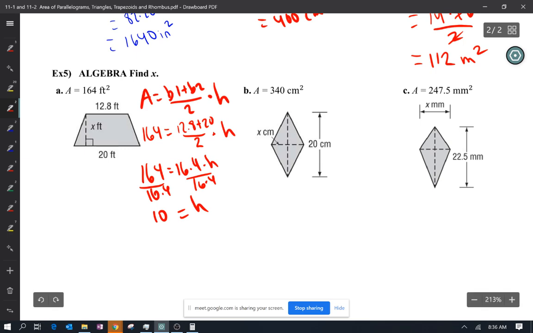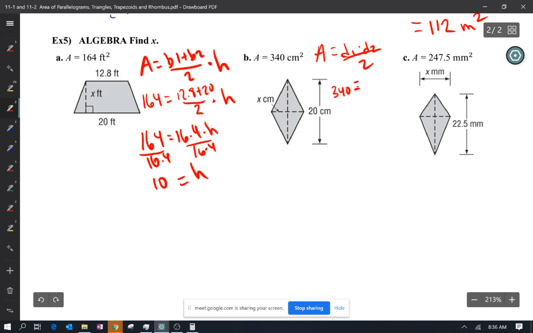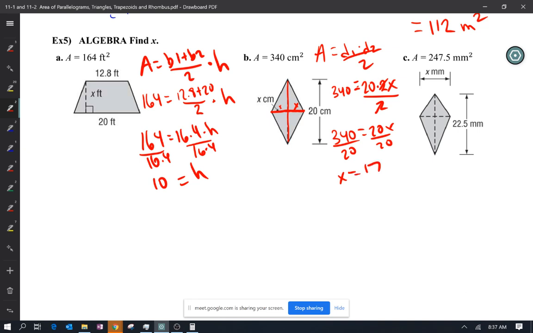All right, second one. Well, this is a rhombus, so diagonal 1 times diagonal 2 divided by 2. I know the area, so 340 equals diagonal 1, this distance, so that's 20. Diagonal 2 is this. If this is x, then this is also x, so this is 2x. Divide by 2 because it's a triangle, right? Knock off the 2's. You're left with 340 equals 20x. Divide by 20, x is 17. Any questions there?